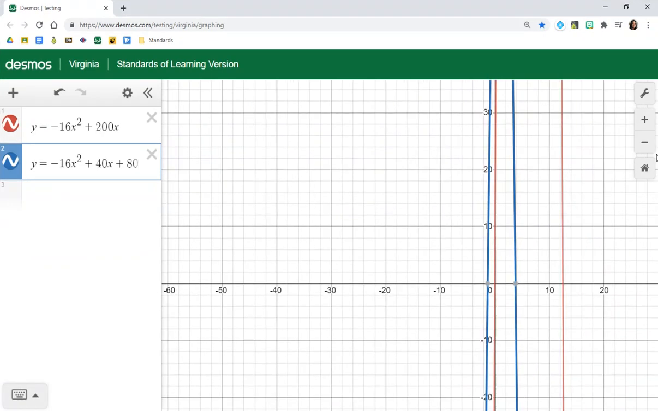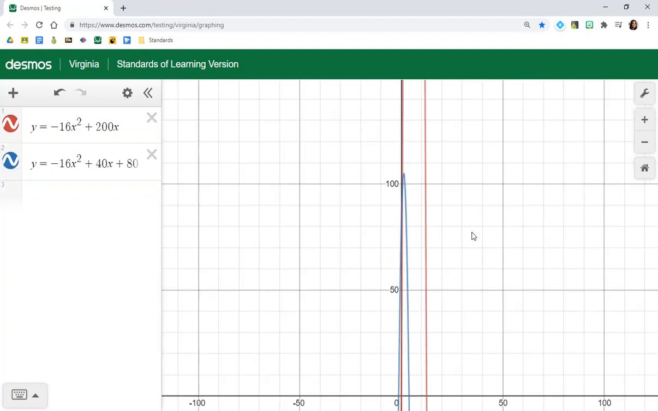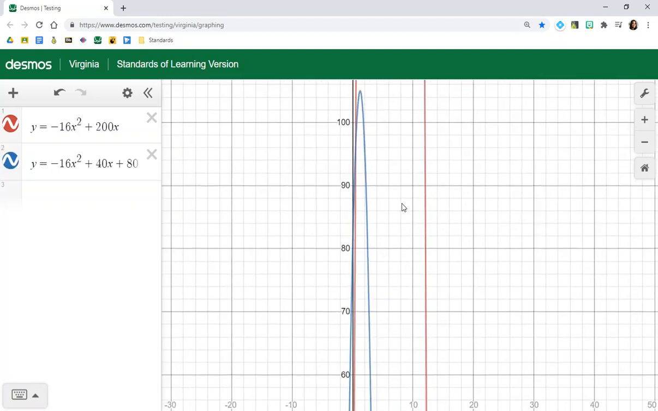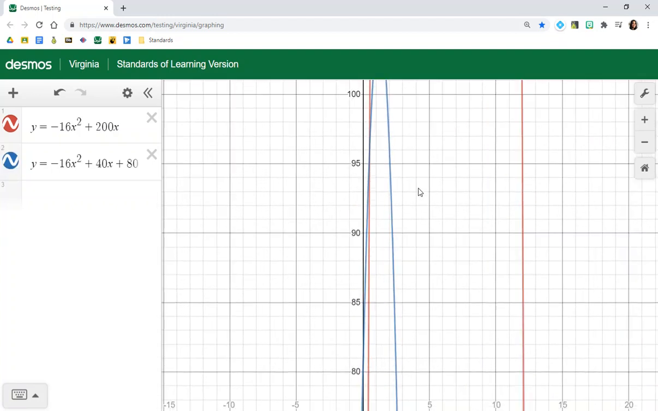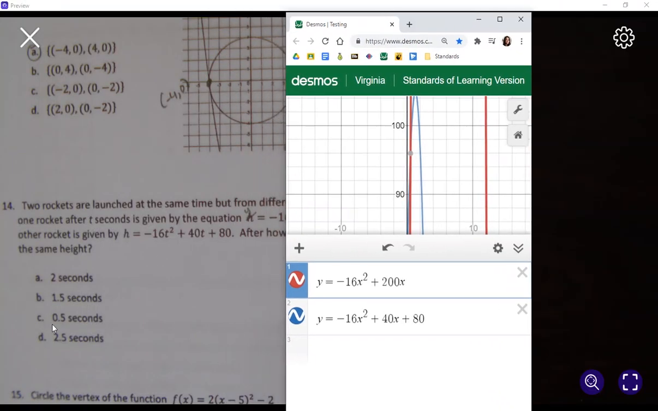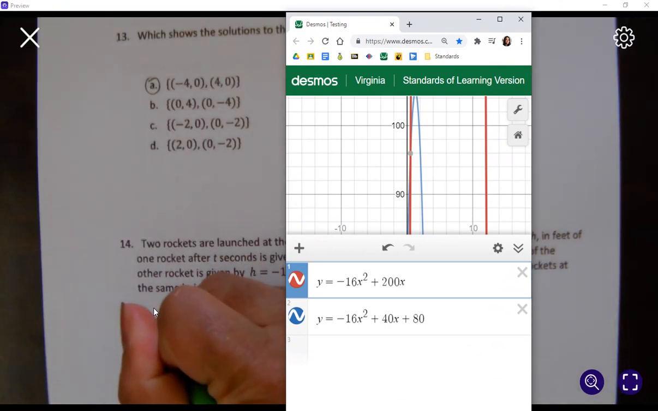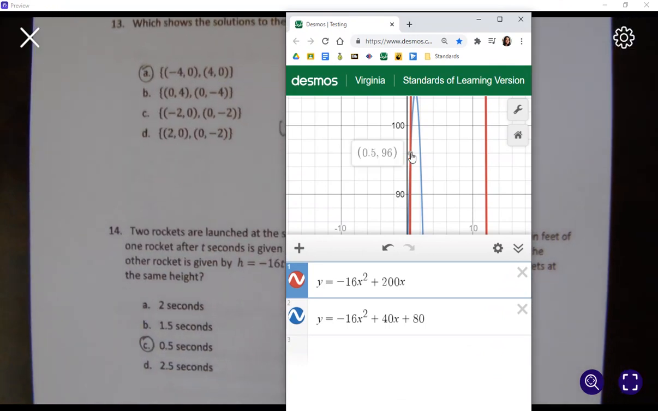Okay, and then what I'm going to do is I'm going to just make this bigger. So I want to see where these two graphs cross each other. So I zoomed out. There's a bunch of gray dots here, and one of them has to be where they cross each other. You can kind of tell, but it crosses each other right here. So they cross each other when the time is equal to 0.5. So that's going to be my answer. At 0.5 is where your heights are equal to the same, which is at 96.